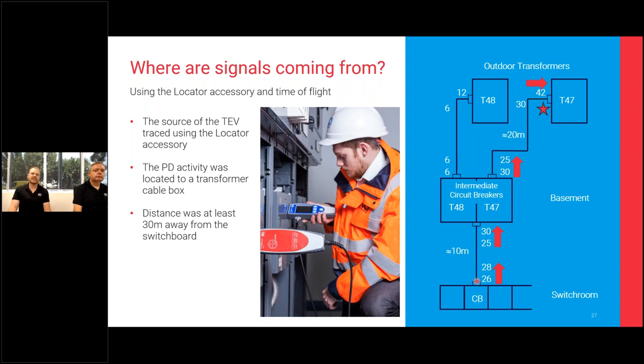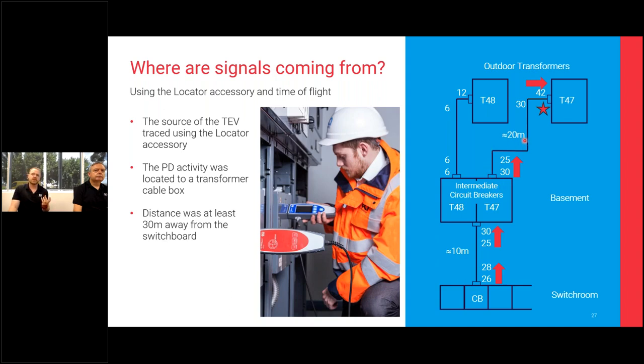So what we need to do is hunt it down like a detective and figure out where it's coming from. So we went to the far end of this cable and tested the switchboard here. We found that the signals were higher at that switchboard. Also, the locator was pointing towards that switchboard in terms of the TEV signals. From there, we still hadn't found the PD, we had to continue further.